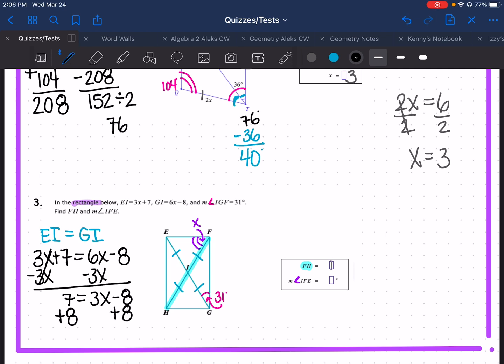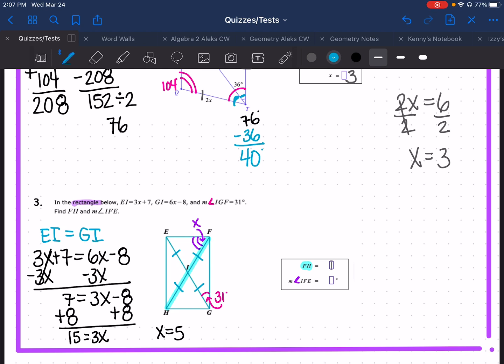7 plus 8 is 15. And if I divide that by 3, I get x equals 5. All right, so they gave me one part, but they want me to figure out the whole diagonal. So here's what I'm going to do.